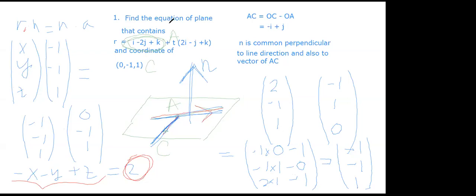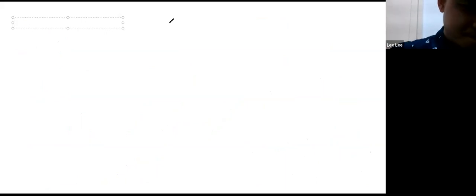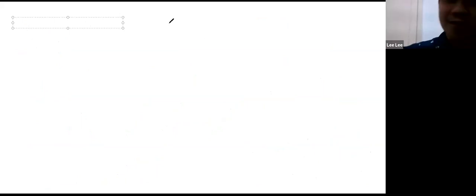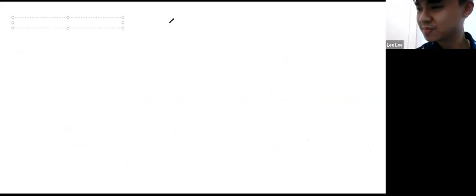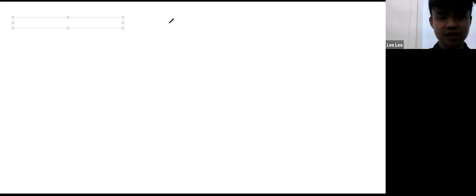Why do we not use r·n = n·a from the beginning? Because we don't know the normal. In this question just now when I cleared, the normal has to be perpendicular to the line and also to those 2 points. That's why it's difficult. So the normal is not given from the beginning. No questions? Continue again.